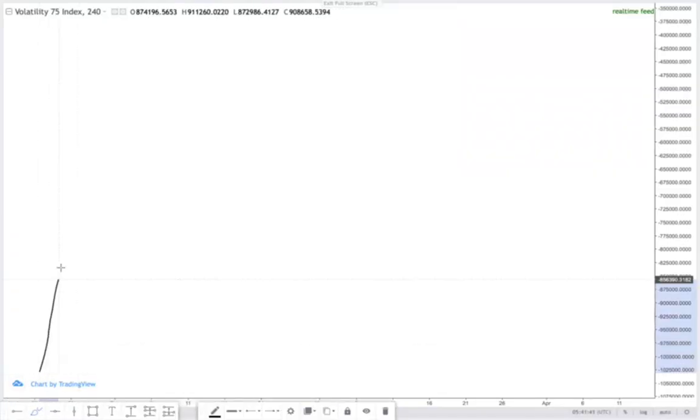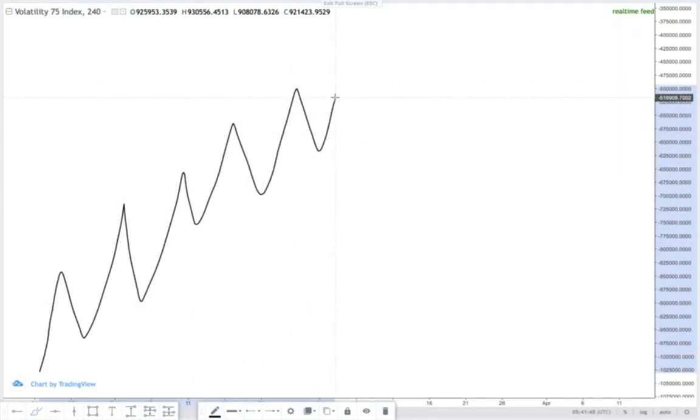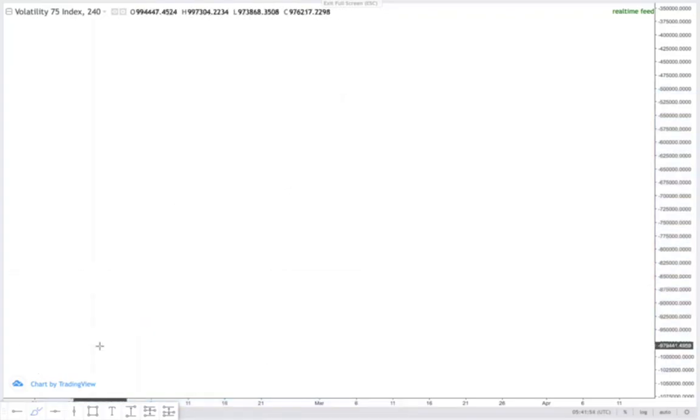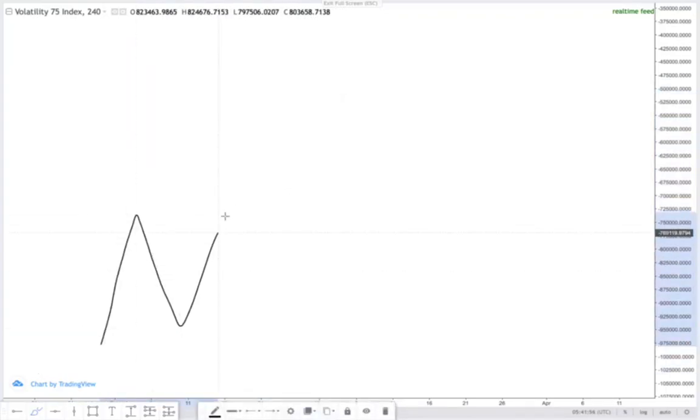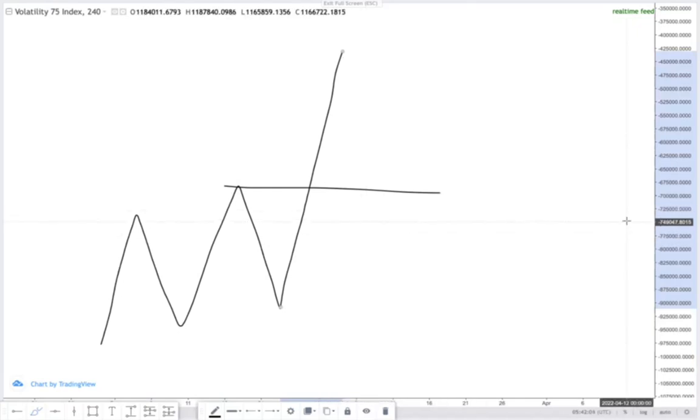So let's say we are creating highs, and this time we are creating highs. Then at this time we came to break this structure right here. And after the break of structure, let's say these are our two candlesticks right here.